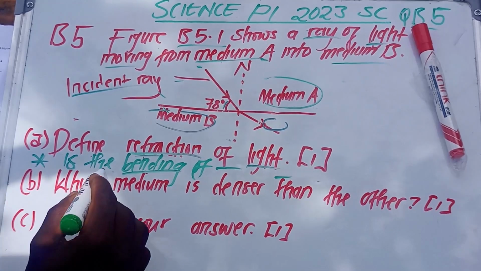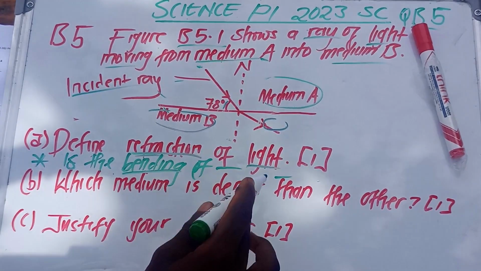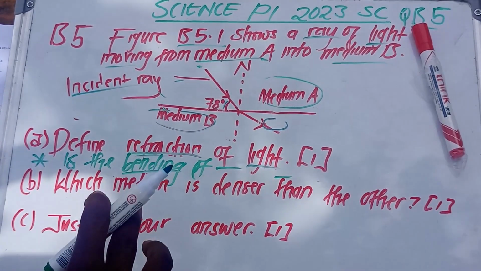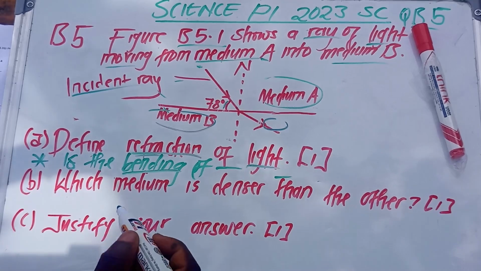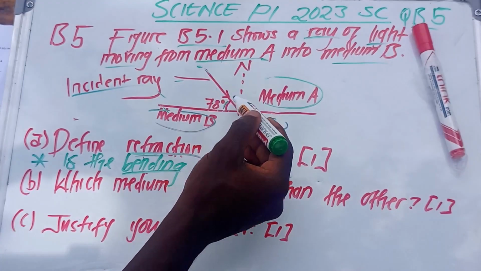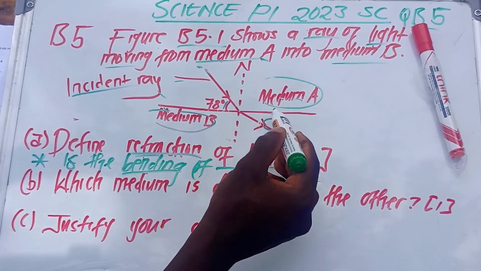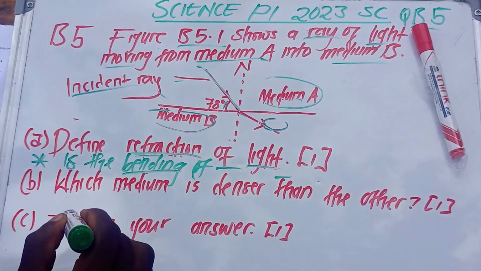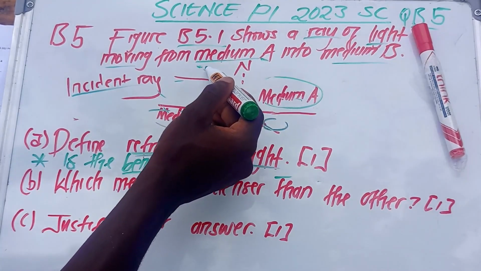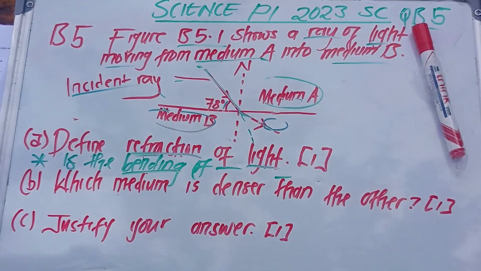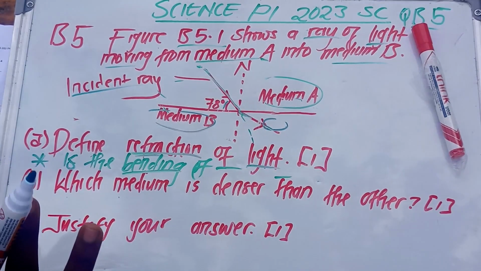Refraction is the bending of the light ray as it passes from one medium to another, and that simply means that there must be two mediums. As this ray of light, as you can see, passes from medium A to medium B, this ray has bent. It was going in this direction, but it has bent. So that is a refraction of light.